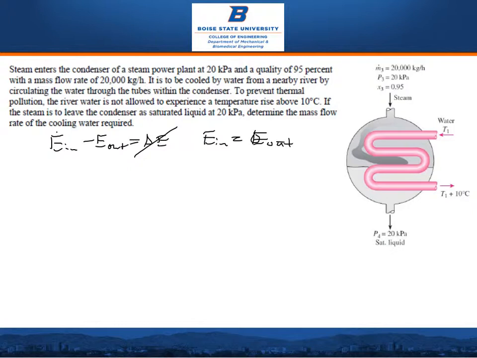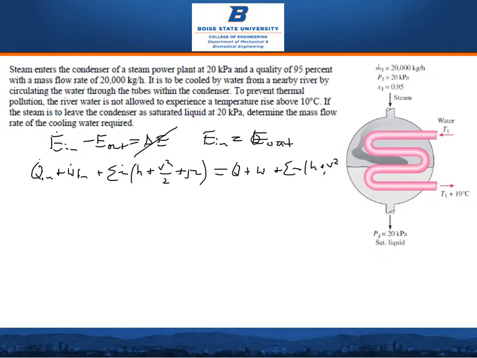So now we're going to write our big dog formula up here. Q in plus W in plus the sum of mass flow rate times (H plus V squared over 2 plus GZ) equals Q out plus W out plus the sum of the M dot (H plus V squared over 2 plus GZ). Sorry, ran out of room there.